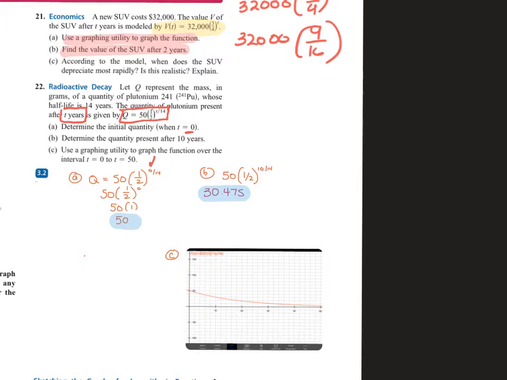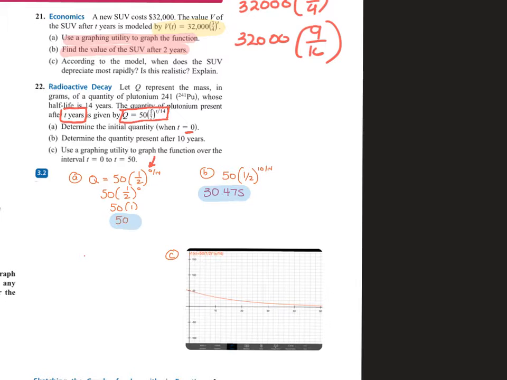That's by plugging 0 into T. And I'd get (1/2) to the 0, which is 1, times 50. That's 50. And then it says determine the quantity present after 10 years. So T is, again, 10. You plug in the 10. On that one, your calculator would do the work for you.